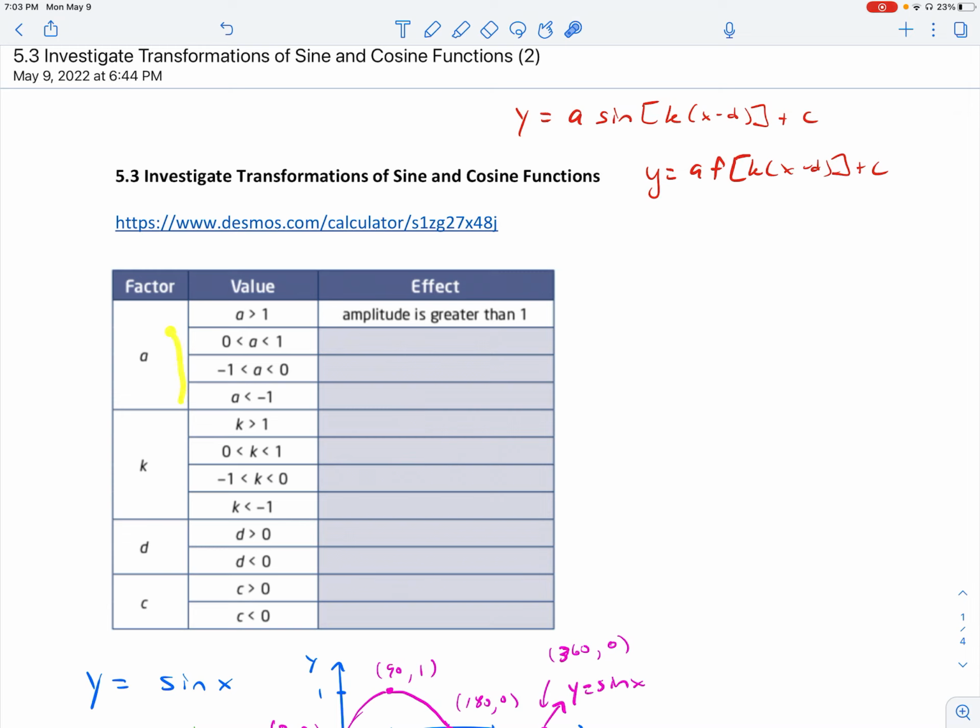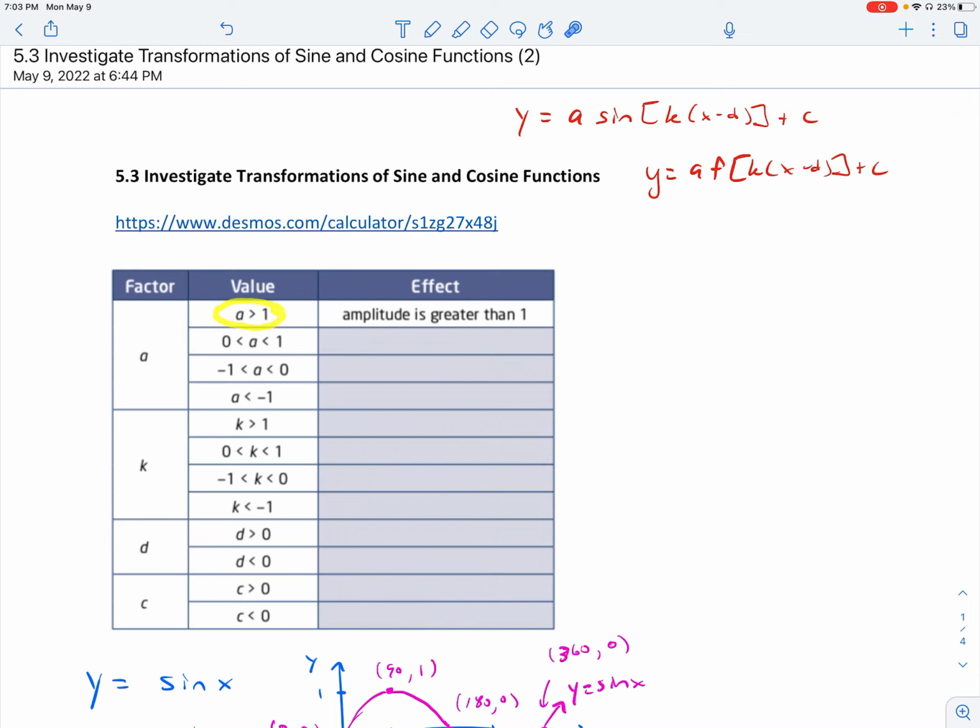We're just going to double check it through here as we go through the investigation. So the first part I'd like to investigate would be a. I actually would like to encourage you maybe to pause the video and you can go into Desmos, click on that link, and you can experiment with Desmos.